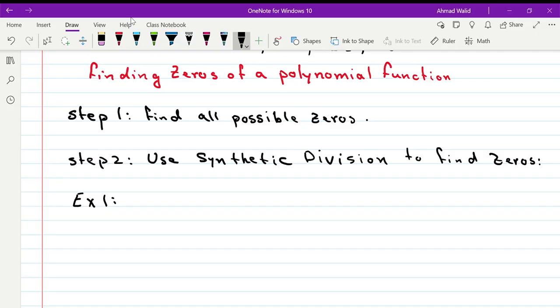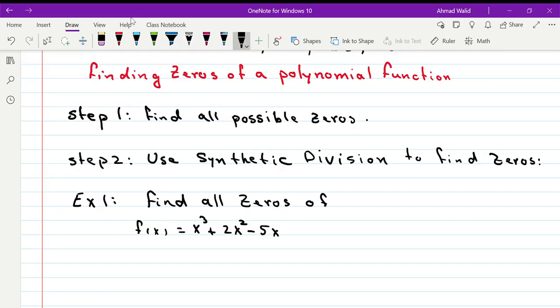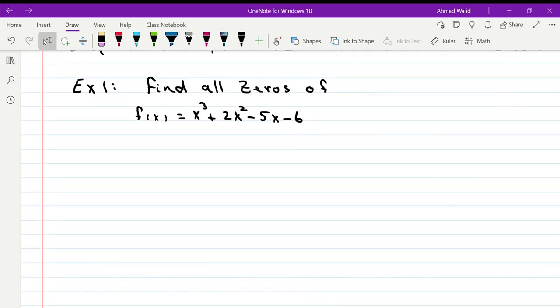Example, let me copy something from your book. Find all zeros of f of x equals x cubed plus 2x squared minus 5x minus 6. Look for the zeros of this polynomial function.